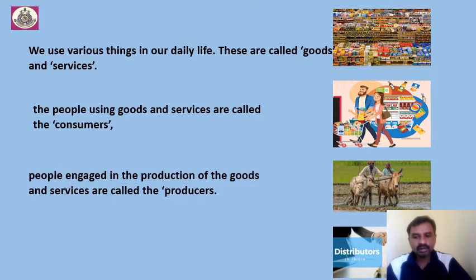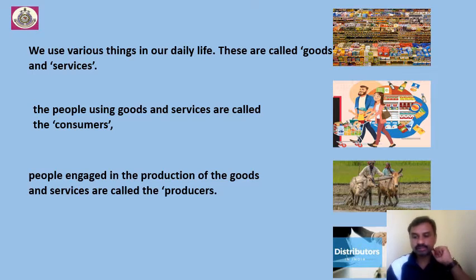Then we move on to another important term, that is producers. If you want to satisfy your wants, you have to use the goods and services that should be produced by the producers. So the people engaging in the production of goods and services are called producers.